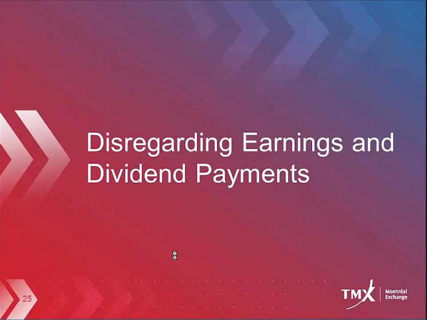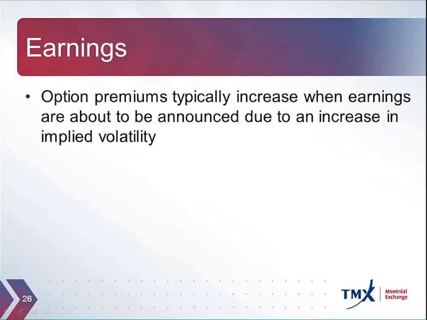The other consideration, and it ties in with what we've been talking about, is disregarding earnings and dividend payments, particularly when we have a directional bias on a particular stock. We want to recognize that option premiums will increase when earnings are about to be announced because of that increase in implied volatility. Number one, demand for the options increases because you've got shareholders buying put options to hedge risk. You've got market makers buying and selling call options to hedge their risk because they're on the other side of the transactions. You've got all sorts of activity taking place within the option contracts, which ultimately inflates the value of the premium.